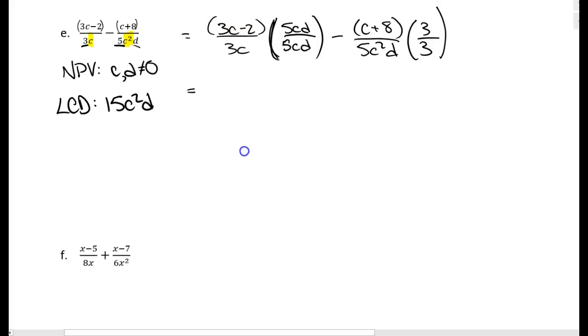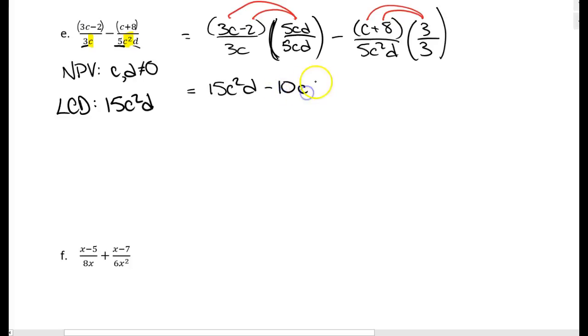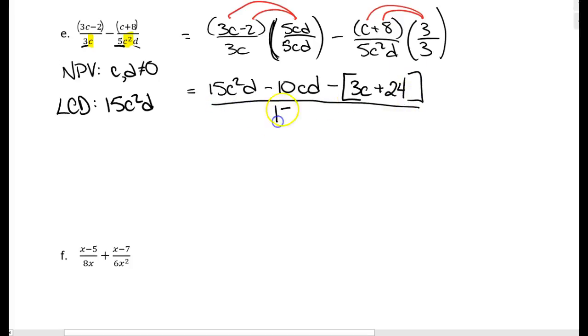So when I'm dealing with this part, again, I'm going to have to distribute this into both my terms. Okay, so I've got 15c squared d minus 10cd minus 3c plus 24 all over 15c squared d.